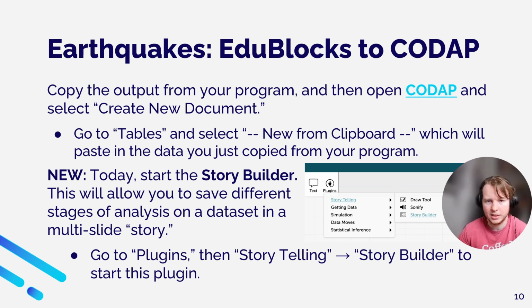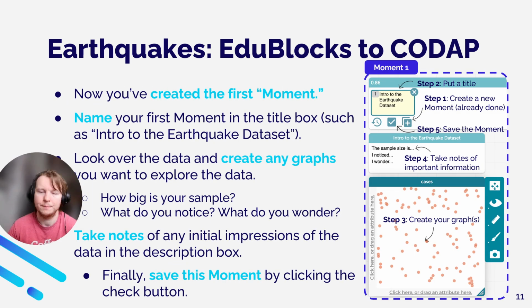And this will allow them to save those different stages of their analysis, like I just described in this multi-slide story. Okay, so by doing this, students have created their first moment. They should name the moment in the title box. They might name this Introduction to the Earthquake Dataset, or just like Exploring Earthquakes or something like that.